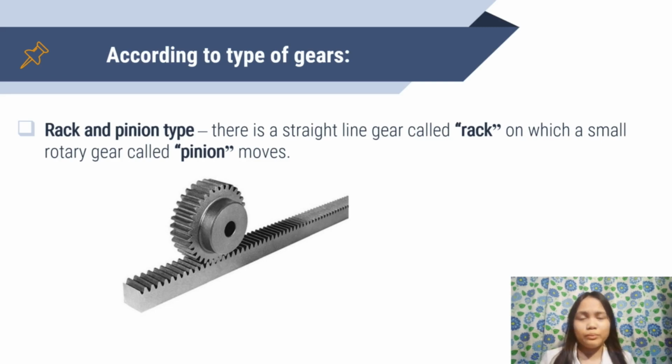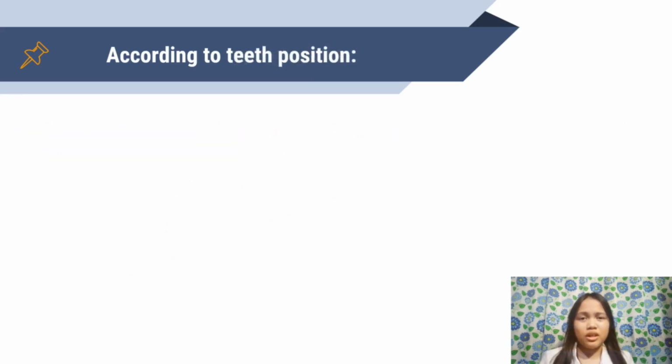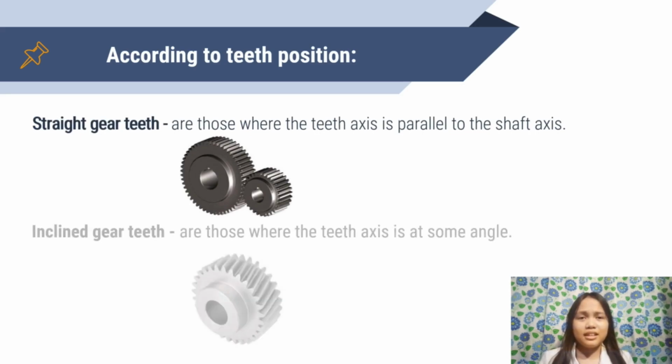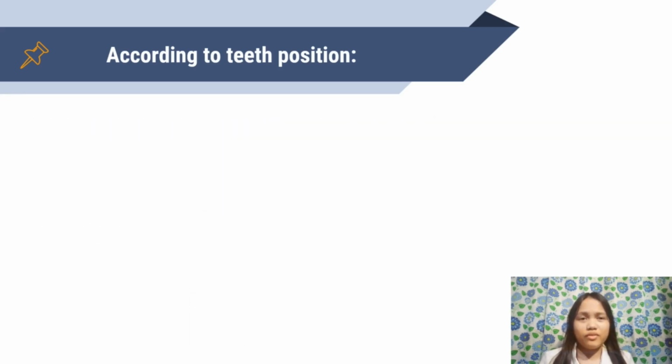According to the teeth position, gears can have straight teeth, where the teeth axis is parallel to the shaft axis, inclined teeth, where the teeth axis is at some angle, and curved teeth.